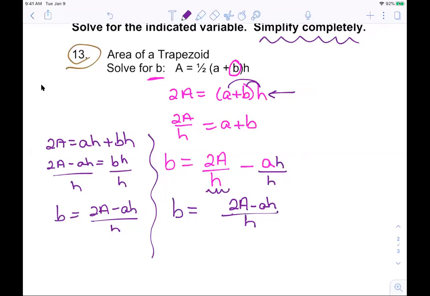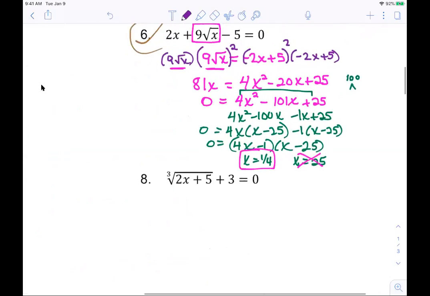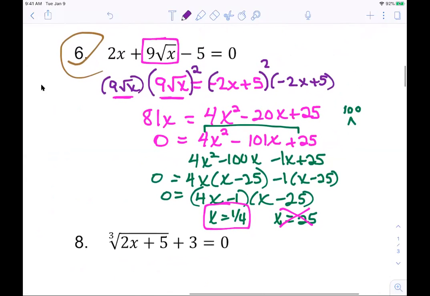Okay, so if we travel back to 6, looking at this problem, did you have a specific question on number 6, or you just wanted to see it again, Evan? No, I just wanted to see it. Thank you. Yep, no problem.